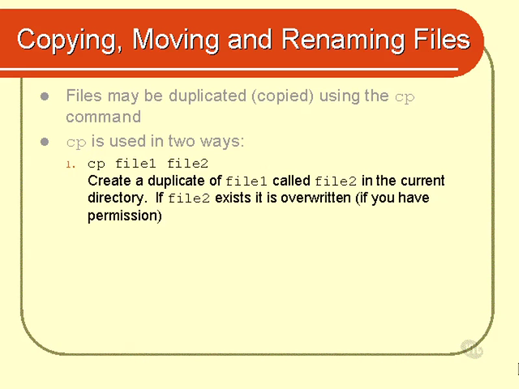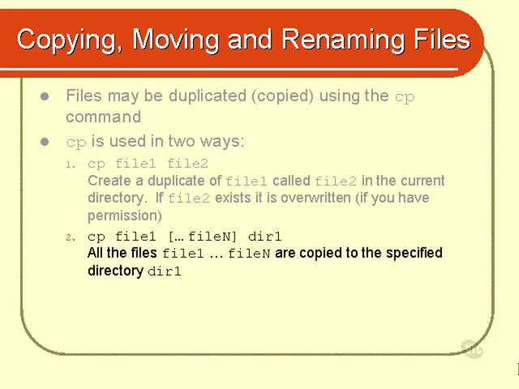Let's have a look at the other way in which copy can be used. You can copy a file, or in fact a series of files, to a directory. If the last of the arguments on the cp command line is the name of a directory, then all the files you specify before the name of the directory, file1 to filen, there may only be one, but if there are many that's fine as well, are copied into that directory. The names that they have are the same names that they had in their original directories. So let's look at an example of that.